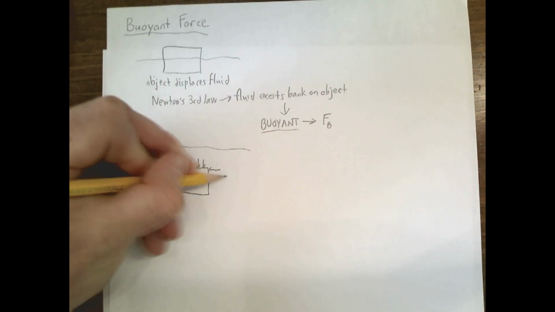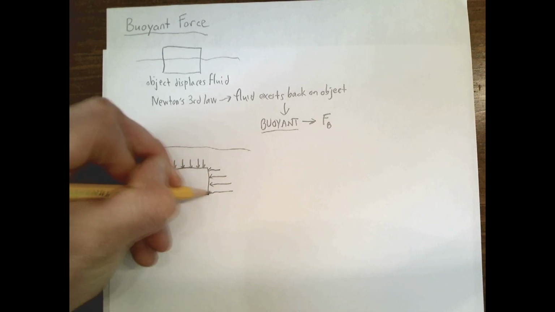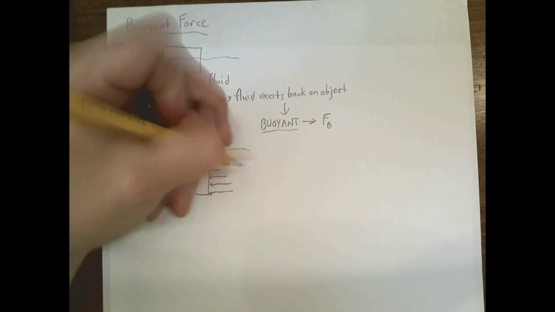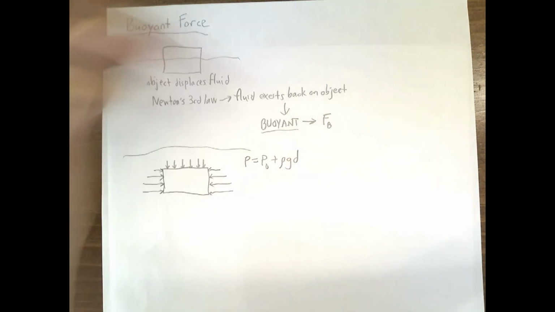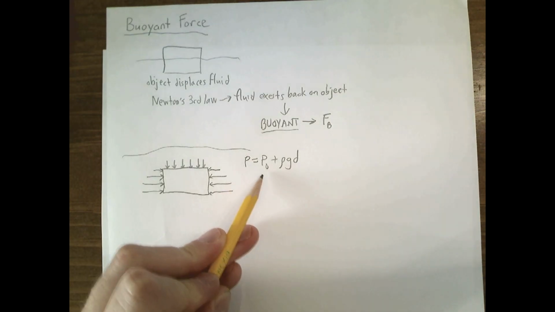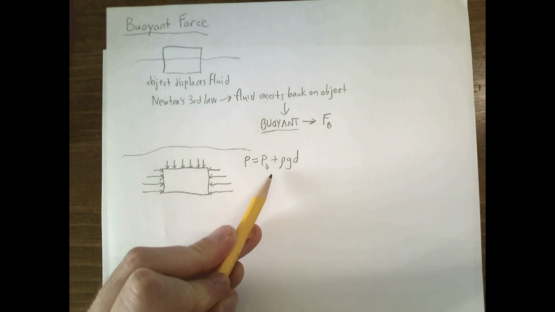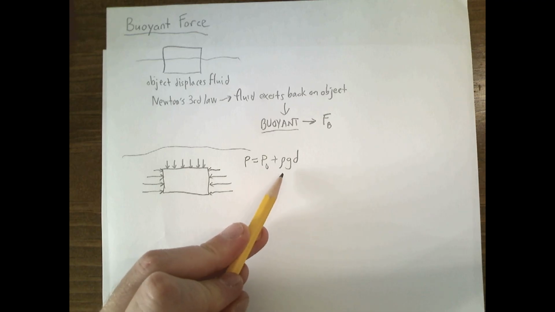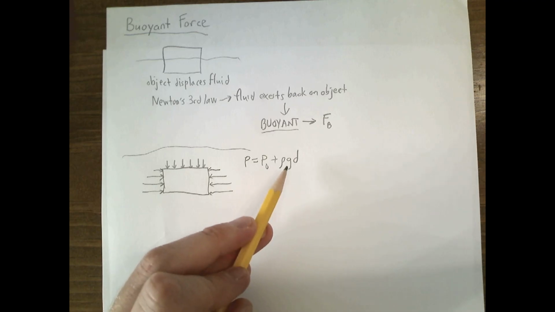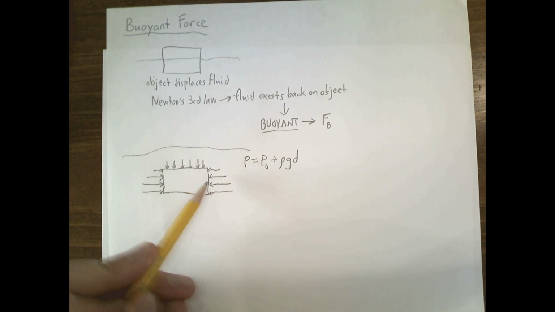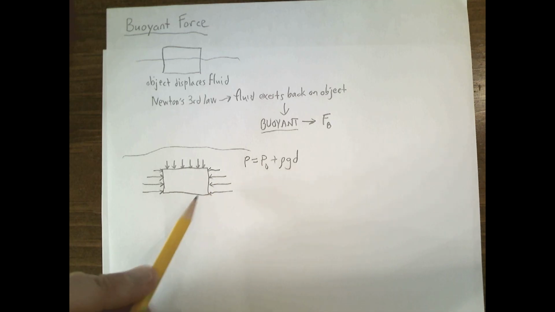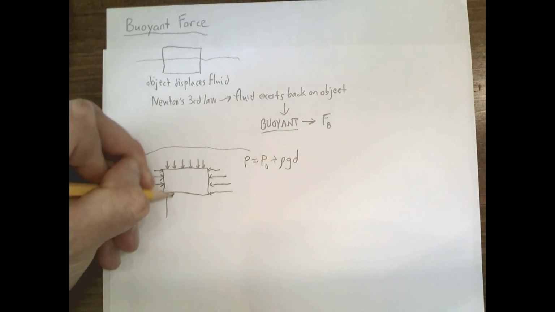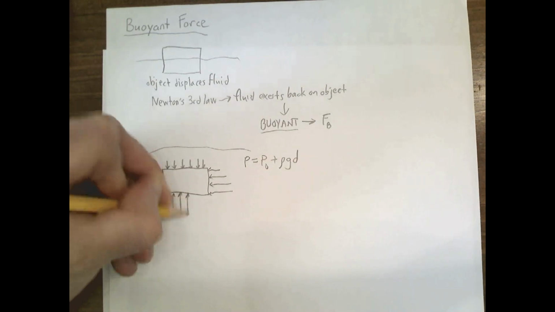So remember that the pressure in a fluid increases linearly with depth as you go down, according to the formula: pressure equals some baseline, usually atmospheric, plus the density of the fluid times the acceleration due to gravity times the depth below the surface. So as we go along the sides here, those force vectors pointing in are going to grow in size until finally, upon the bottom, which are going to go upward, those force vectors are going to be the longest.